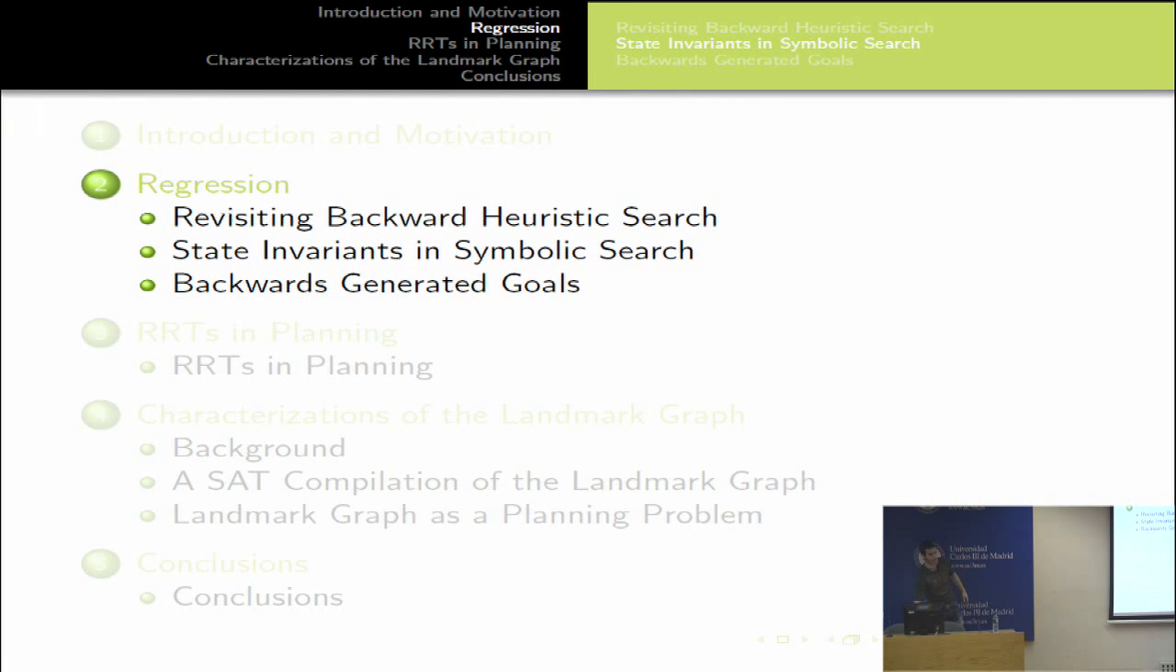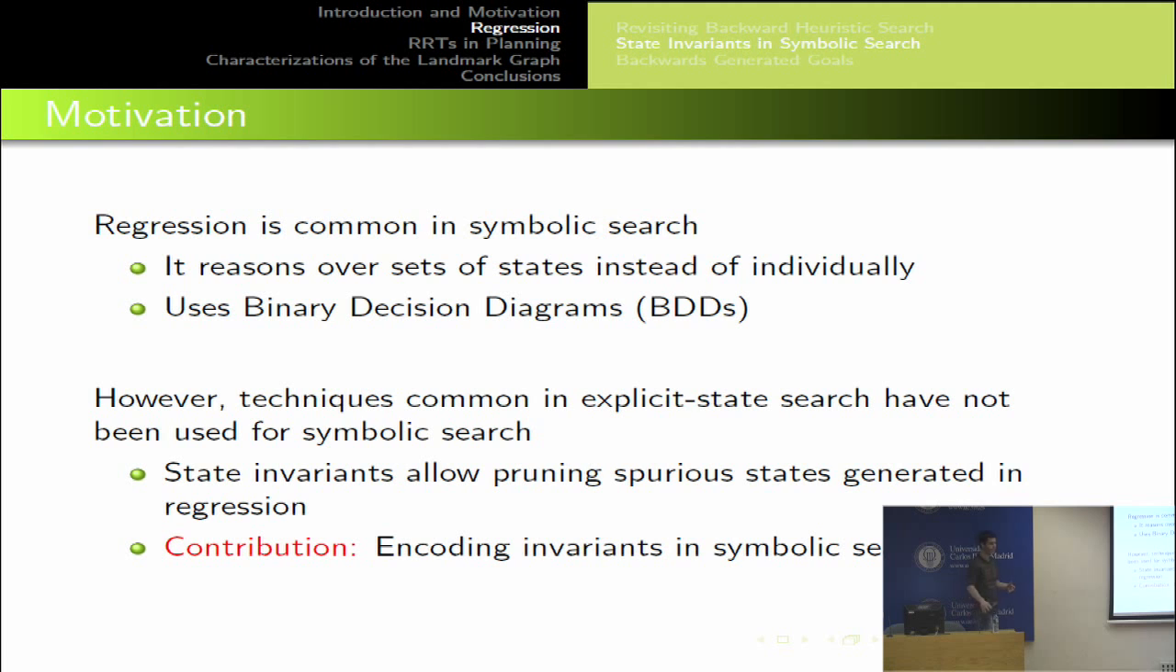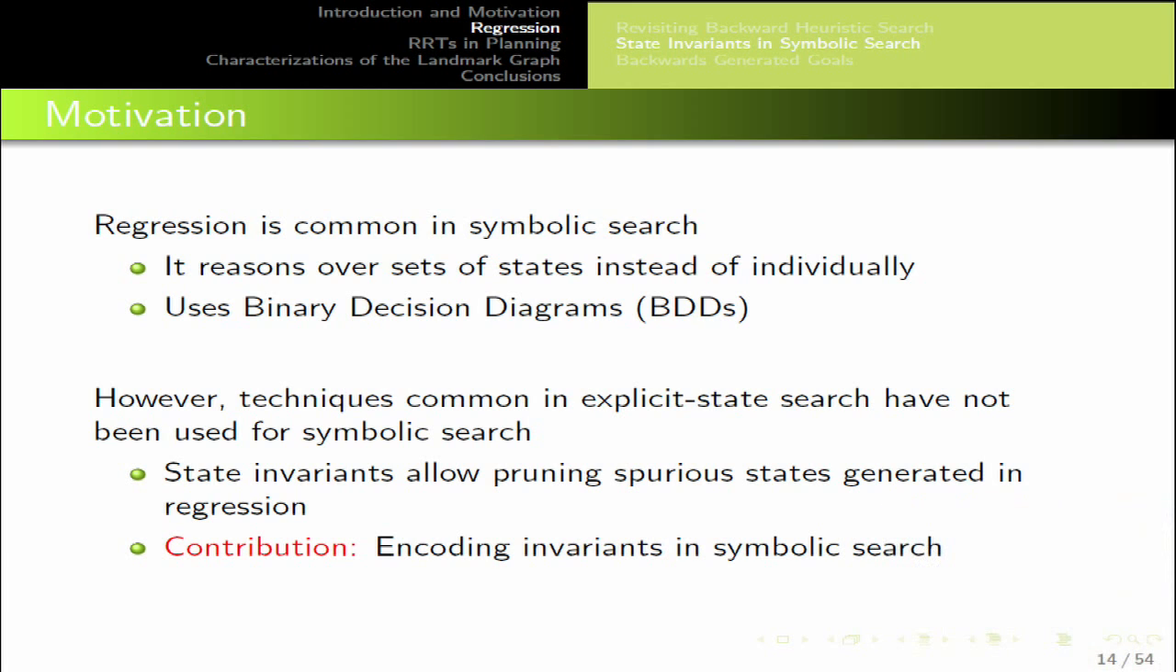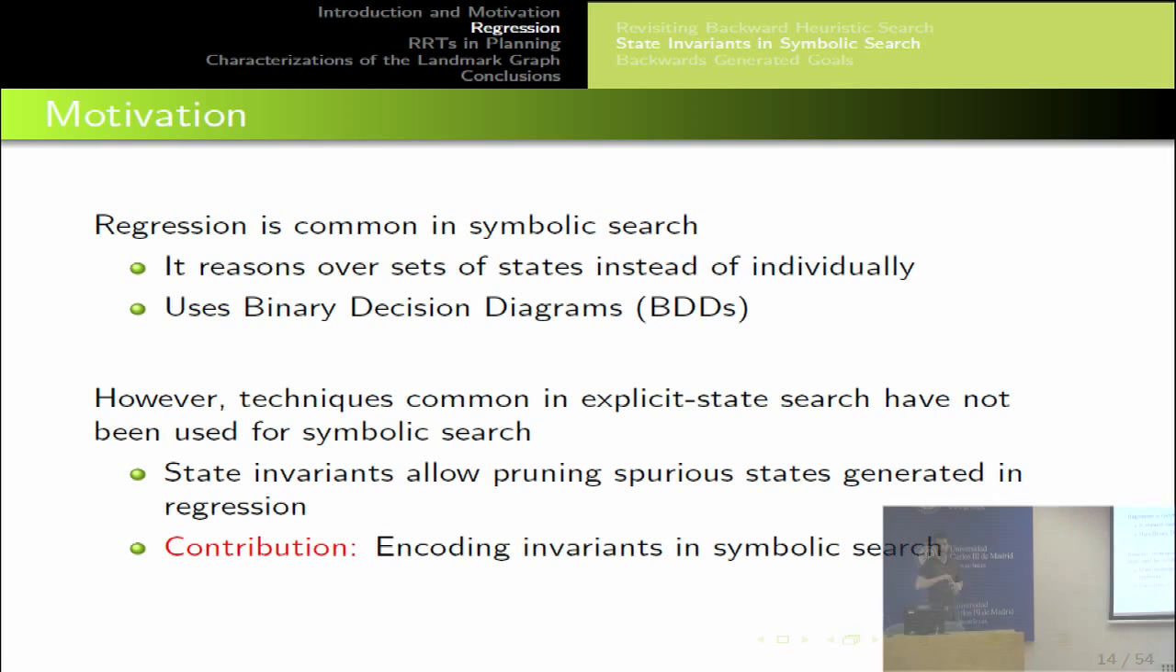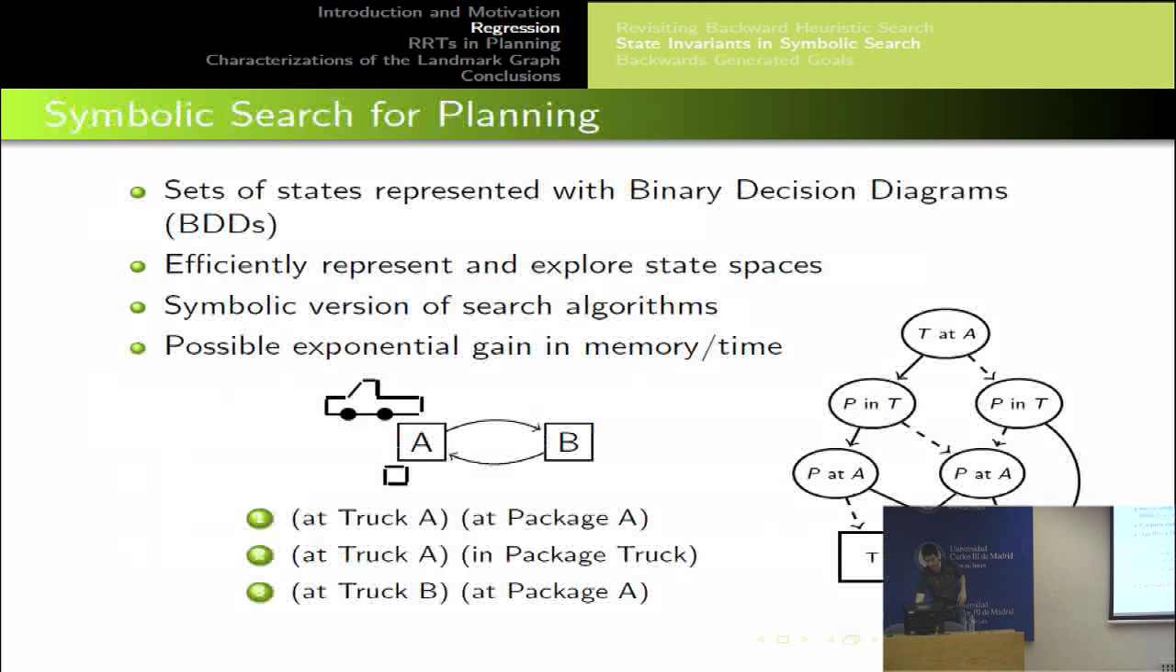So we're going to go into another subject, which in this case involves optimal planning. The solution must be optimal. This is symbolic search, in which we work with sets of states instead of working with individual states. And this is done by using binary decision diagrams, right? So these BDDs allow us to sometimes get exponential gains, both in size and in time. It uses regression extensively, yet most of the techniques that were deemed really important in explicit search weren't proposed for use in symbolic search. So that's what we're going to do, right?